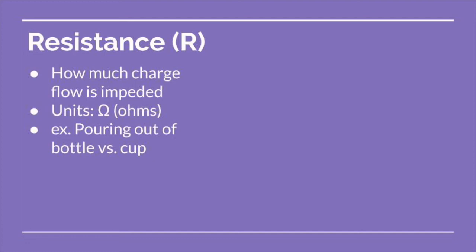So imagine you have a bottle of Coca-Cola, then you have an open glass, and you pour them both out at the same time. Which one is going to empty first? So we would say that the bottle has higher resistance to the flow of Coca-Cola. So a circuit with more resistance impedes the flow of charge more.